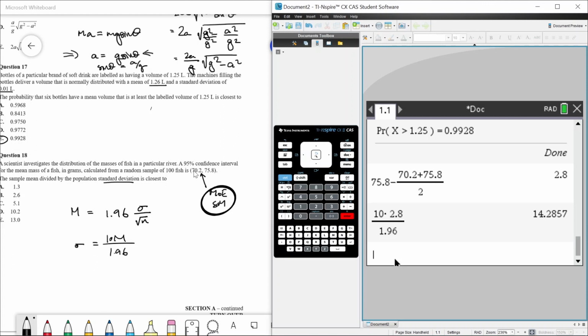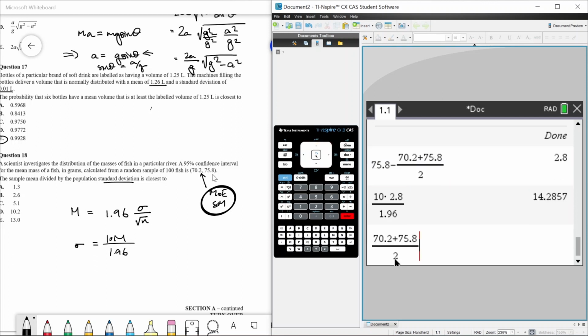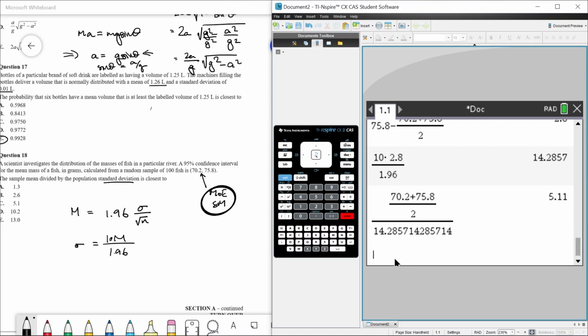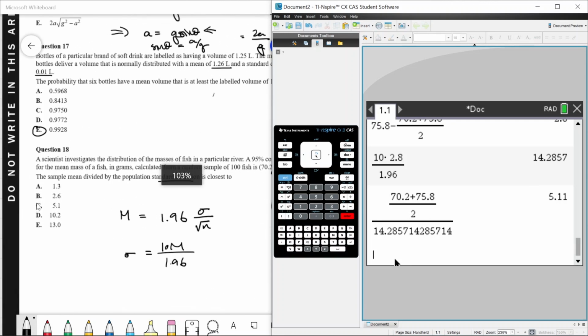What's the sample mean? It's just the middle of this confidence interval. Here it is. That's the middle. That's the mean. And we want to find this divided by the standard deviation, which is this guy right over here. So that's 5.11. So that's closest to C.